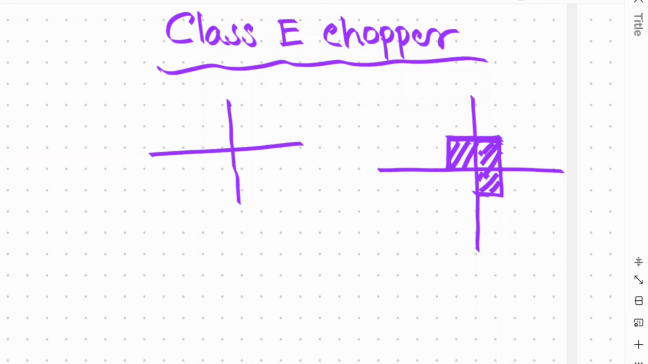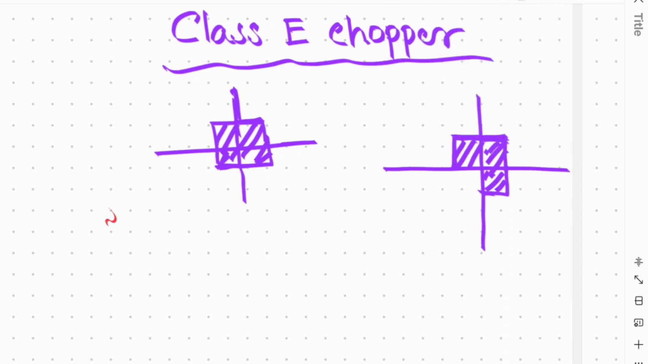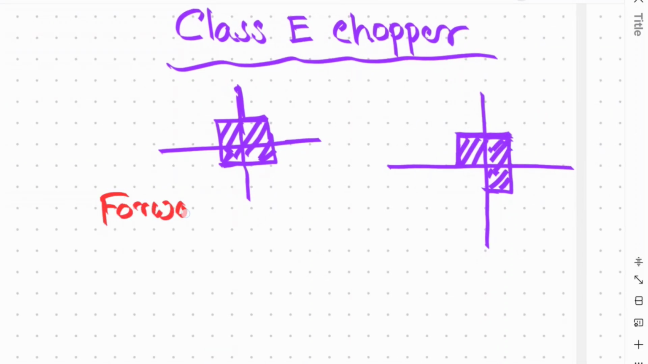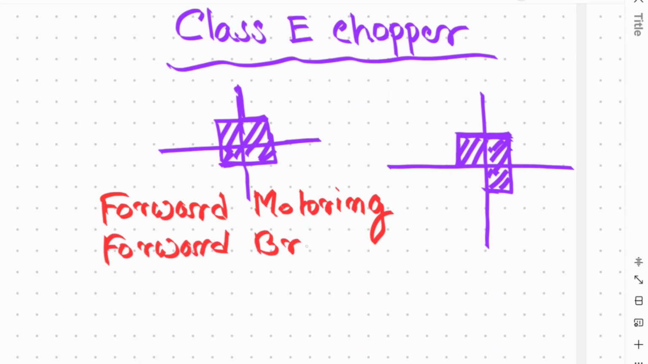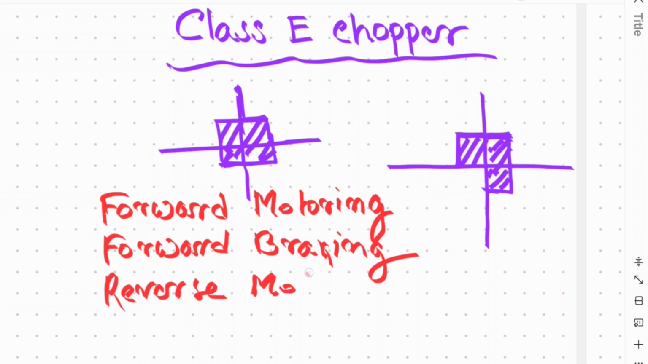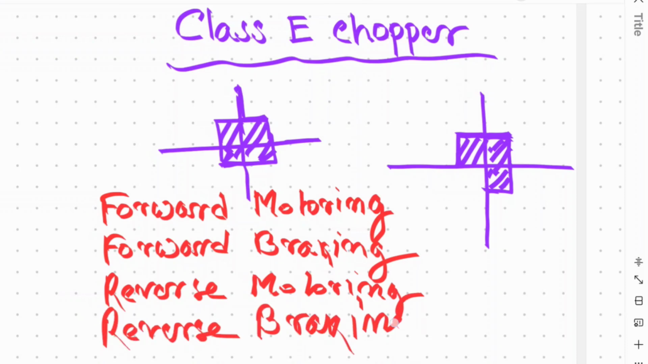If we represent this class E chopper, we can draw it like this. It can operate in all the quadrants. So it allows forward motoring, forward braking, reverse motoring, reverse braking. Means it can do all the operations.